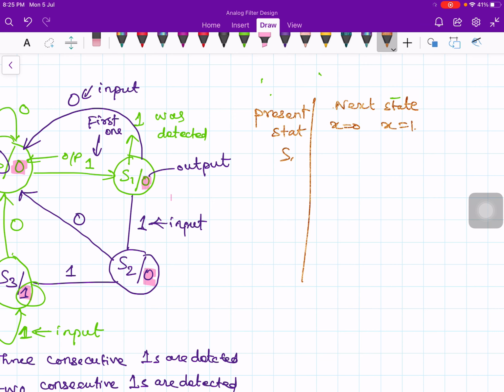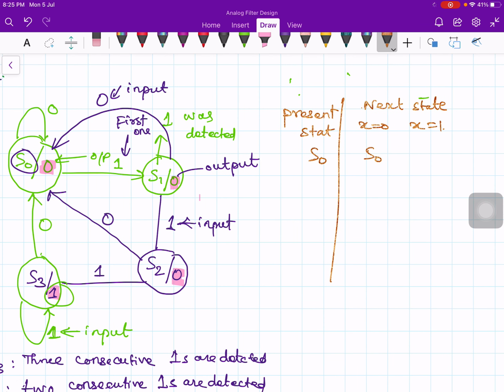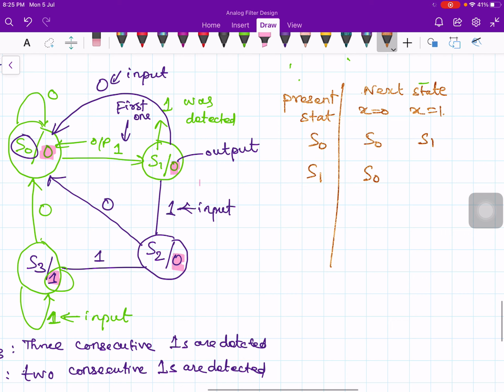Now S naught, when x equal to 0, again I will be in S naught only. When x equal to 1, then I will go to S1. Then if S1, when x equal to 0, I'll move back to S naught. You can look at the state diagram. When x equal to 1, if the input is 1, I'll move to S2. And then S2, if the input is 0, I'll go to the reset state S naught. If input is 1, then I'll move to the next state S3. For S3, if input is 0, I'll go back to reset state. If input is 1, I stay in the state S3.